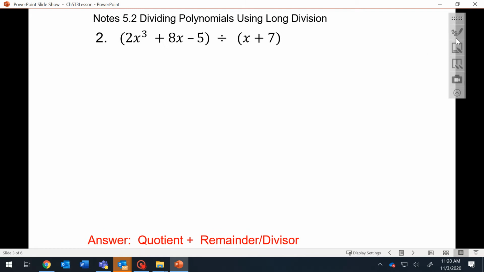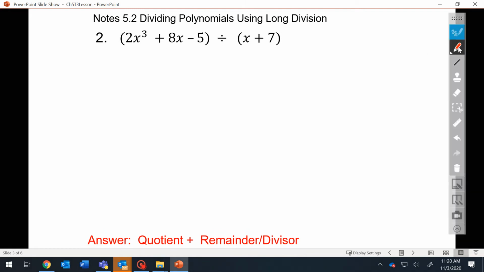Now, let's take a look at this one. Now, be careful with this one. So what we're looking at here is 2x cubed plus 8x minus 5 over x plus 7. We want to know what these divide to be. Well, you'll notice that it goes straight from x cubed to x. Well, that's an issue because we need an x squared.